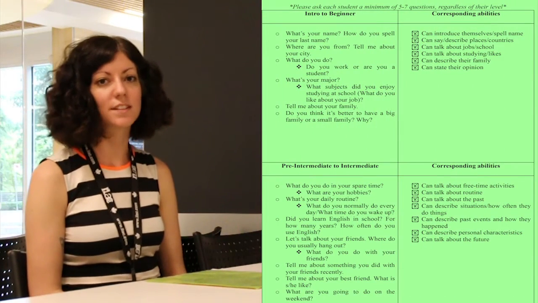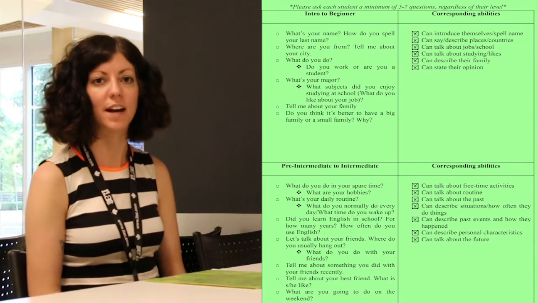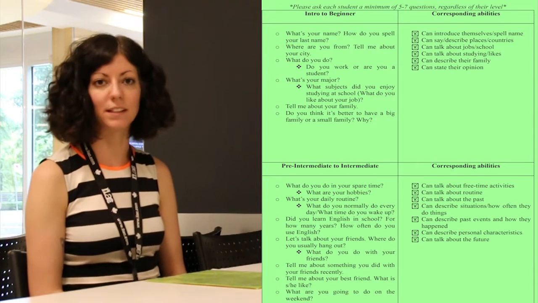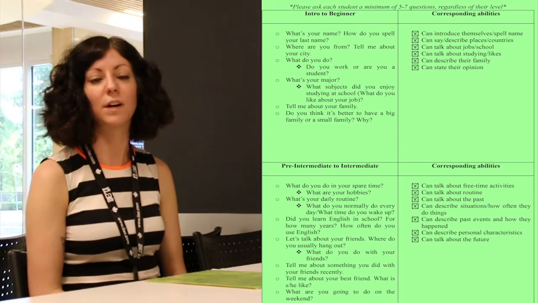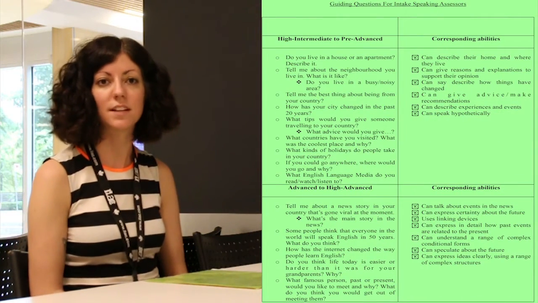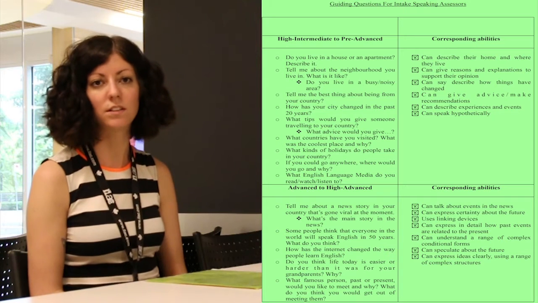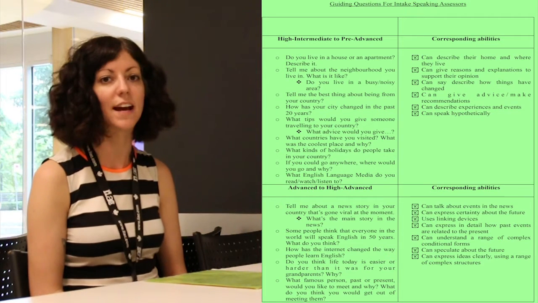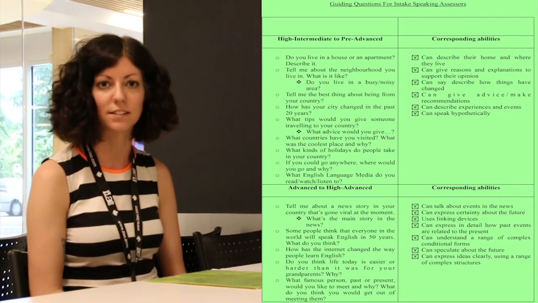At each speaking assessor station, you will find a set of guiding questions. The guiding questions have levels from intro to high advanced, along with corresponding abilities that you can use to decide what level the student is actually speaking at. We ask that you ask about 5 to 7 questions per student, or continue the conversation until you feel you've made an accurate assessment of their speaking abilities.